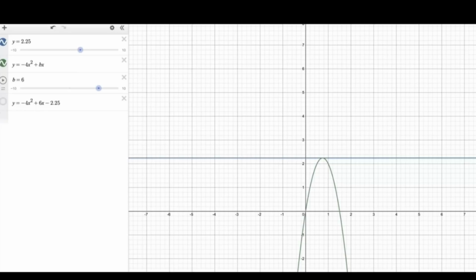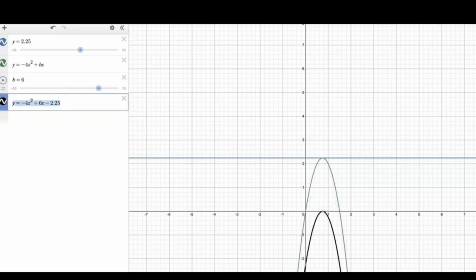Now, another thing I want to point out is I want to bring this bottom graph up. When we solved it algebraically, the reason we did negative 4x squared plus 6x minus 2.25 is that we were able to use the property of the discriminant to determine how many solutions it would have, because here you can see there's multiplicity, right? There's only one real solution here at 0.75 comma 0. So there's one solution here.